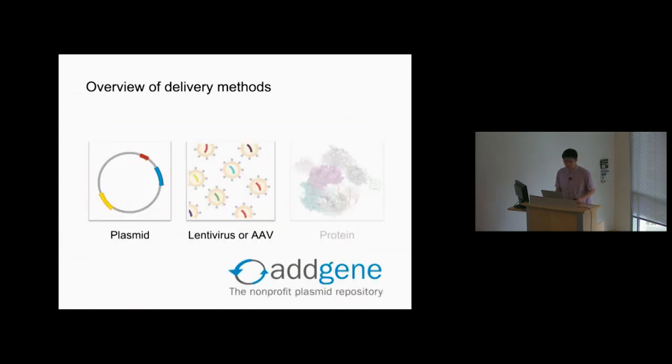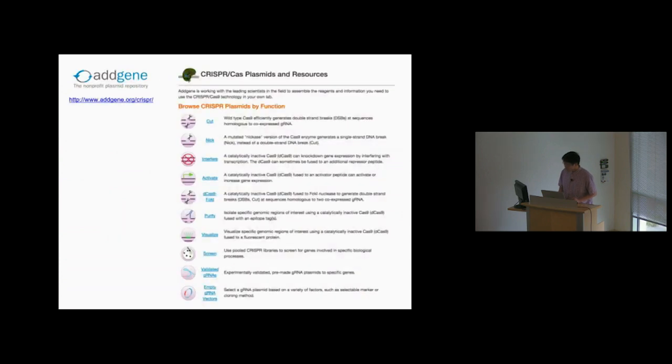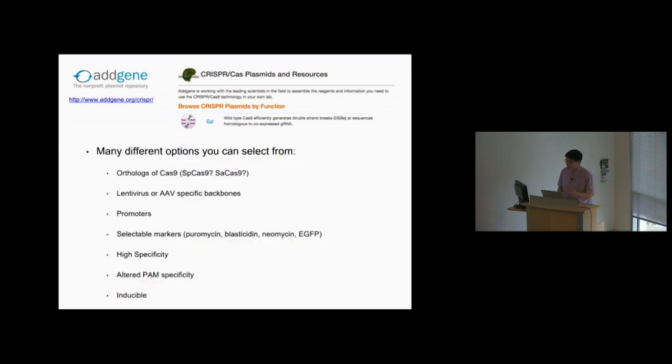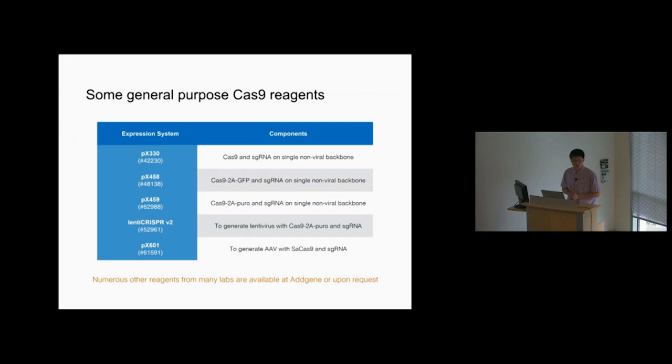So for the first two, plasmid and viruses, a lot of great constructs are available on Addgene from our lab and from many labs around the world. There's a great resource page where you can find a list of all the different CRISPR-associated plasmids on Addgene. There are many orthologs, all sorts of very rich collection. Here are some general Cas9 reagents that our lab has produced that tend to have been the most popular over the recent couple of years.